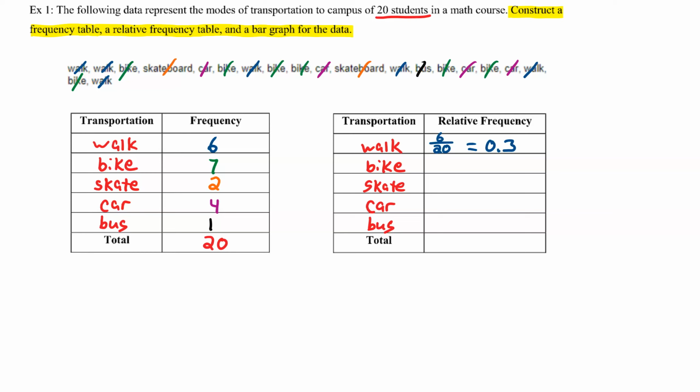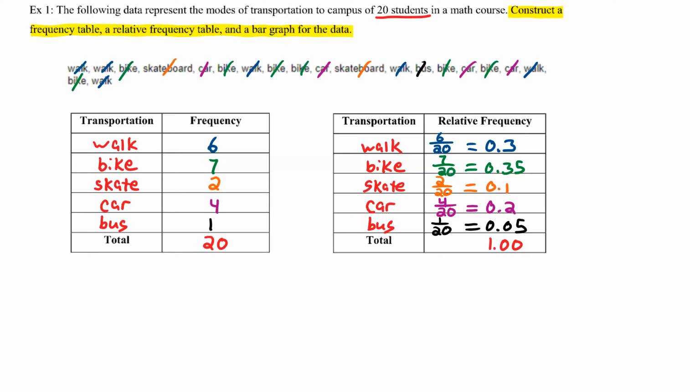With biking, 7 people out of 20 bike. So that's going to be 0.35. With skateboarding, 2 people out of the 20 skateboard. So that's going to be 0.1. 4 out of 20 take a car. So that would be 0.2. And just 1 out of the 20 takes the bus. So that would be 0.05. And when we add all of those relative frequencies together, we find that they total to be exactly 1.